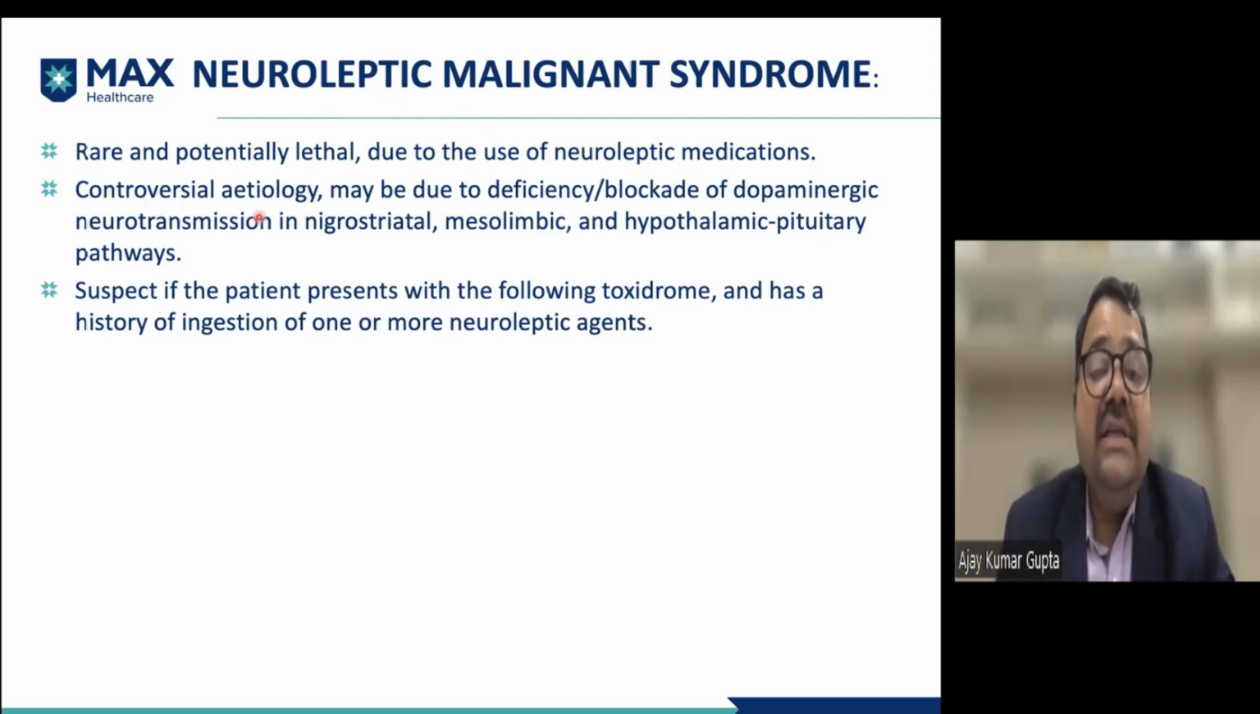So the etiology is still controversial. It may be due to the deficiency or the blockade of the dopaminergic neurotransmission in the nigrostriatal, the mesolimbic and the hypothalamic pituitary pathways. And we always suspect it if the patient presents with the following toxidrome and has a history of ingestion of one or more neuroleptic drugs.